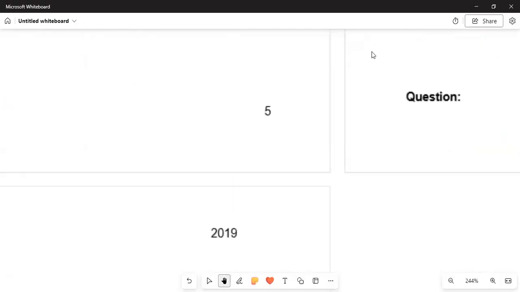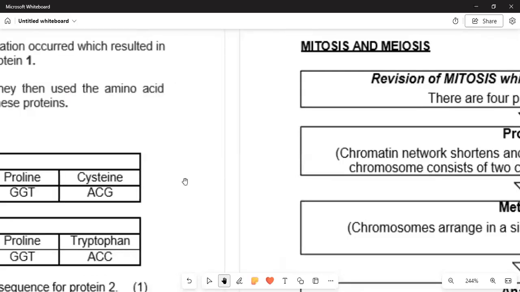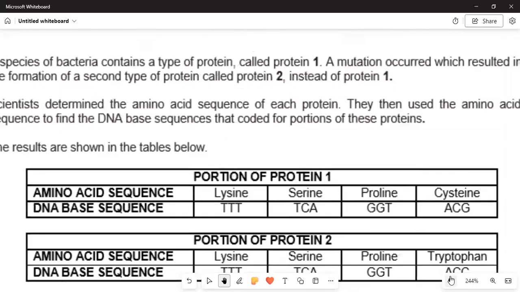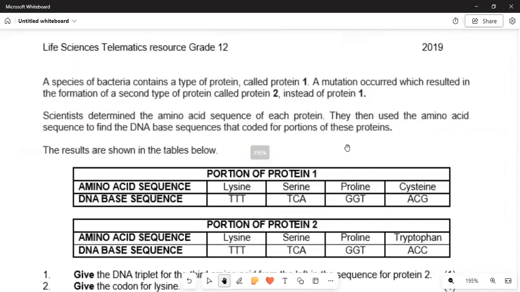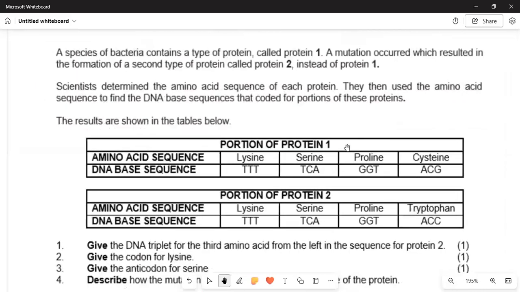Those are the typical questions that can be asked. Moving on, we can have some other questions which are correlated to the concept. In this instance, let us read the statement that is given. A species of bacteria contains a type of protein called protein 1. A mutation, what is a mutation? This is a genetic change that can occur, resulting in the formation of a second type of protein called protein 2 instead of protein 1. The scientists determined the amino acid sequence of each protein.